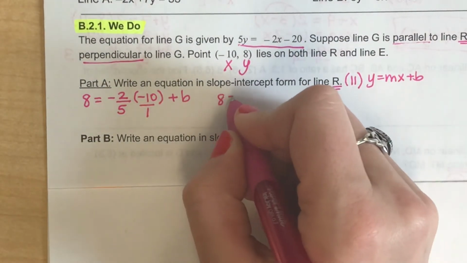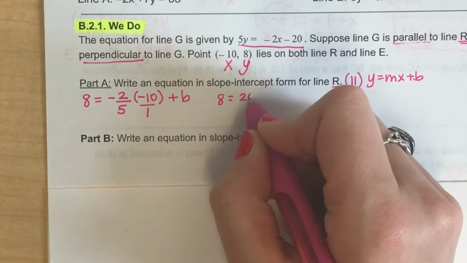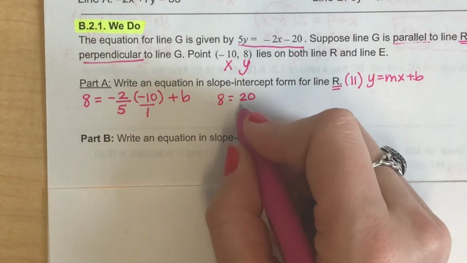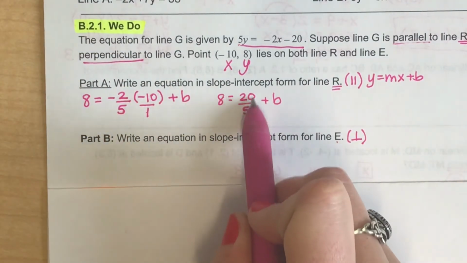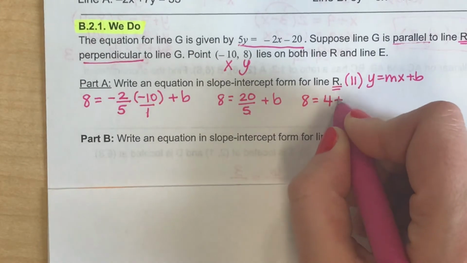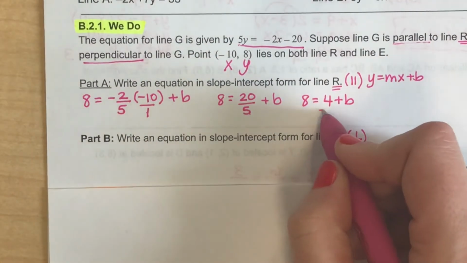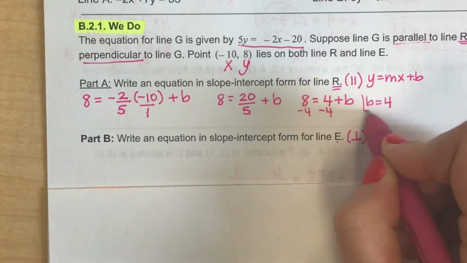So -2 times -10 is a +20. 5 times 1 is 5. Well, this is a fraction. 20 divided by 5 is just 4. And then to get the b by itself, I just subtract 4. My b value is 4.